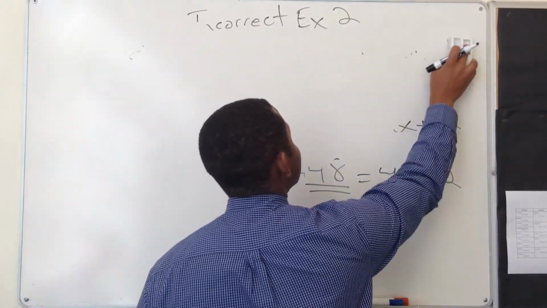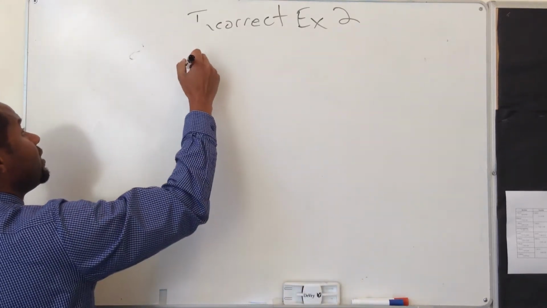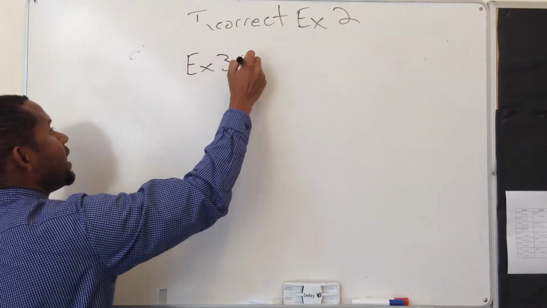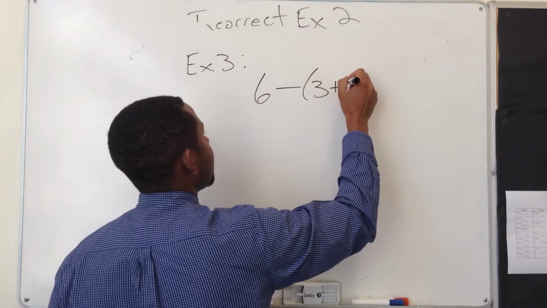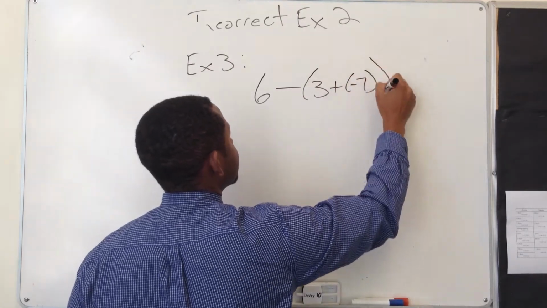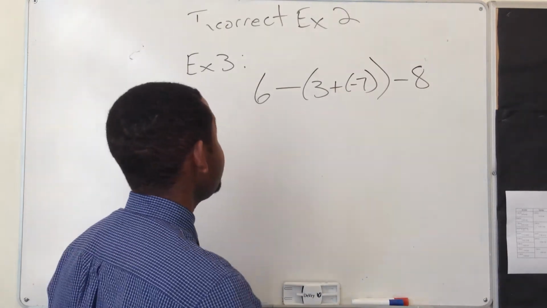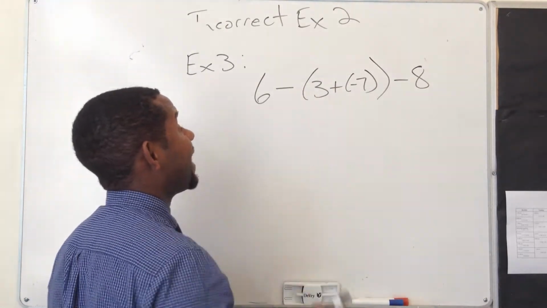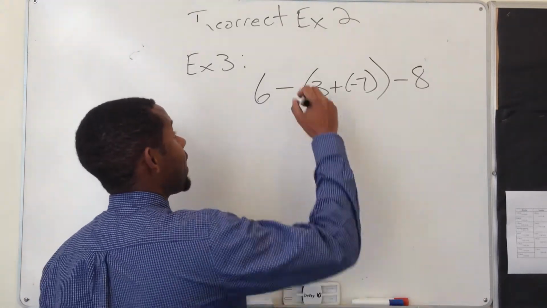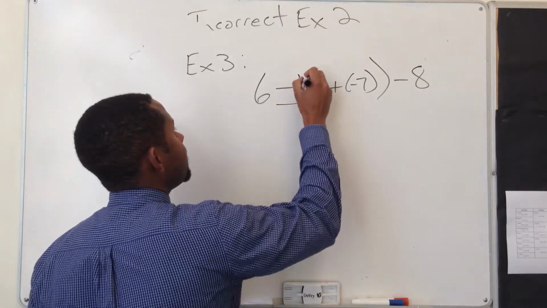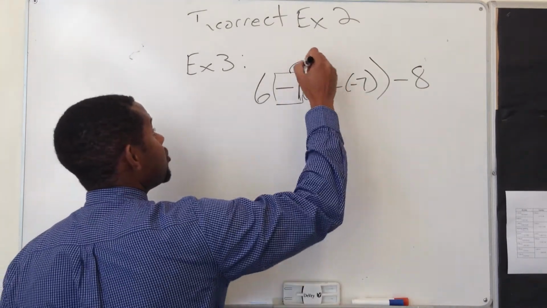The other thing I'm seeing you all messing up with the negative signs is when you get an example like this, and it says 6 minus 3 plus negative 7 minus 8. When you're distributing something like this, as soon as you see a random minus sign in front of a parentheses, always just write in a 1. This is really a negative 1. Get in the habit of just writing that down and distribute negative 1.